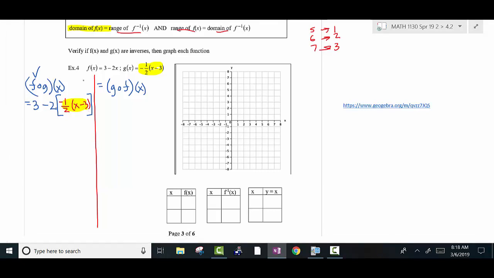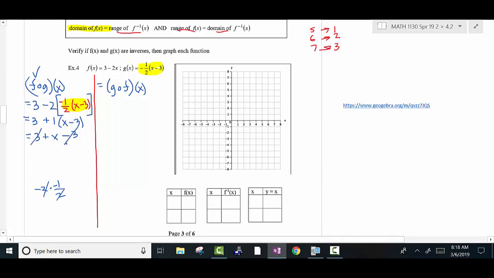Now we're going to work this out and see what happens. So that would be a 3. See, when you multiply like the negative 2 times the negative 1/2, the 2's cross out and that gives you a positive number. So right there, that's just positive 1 times x minus 3. Okay, do a distributive property, see what happens. So this is going to be 3 plus x minus 3. So what's the result? X, okay? And that's what we're looking for in order for something to be an inverse, is that the composition gives you x, okay?